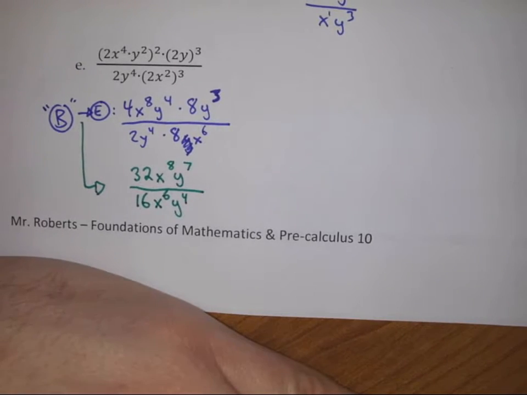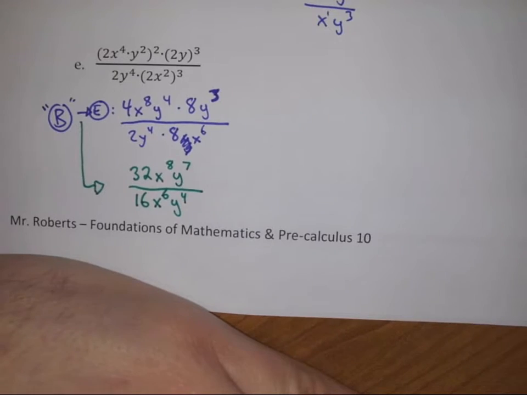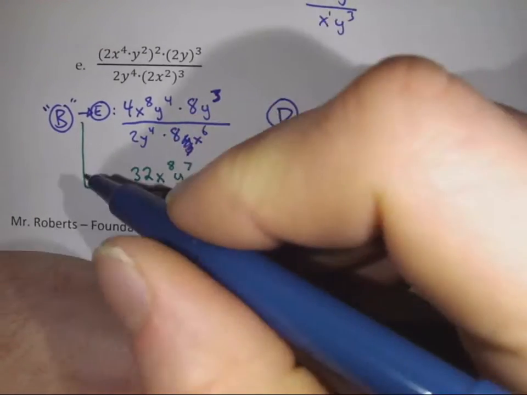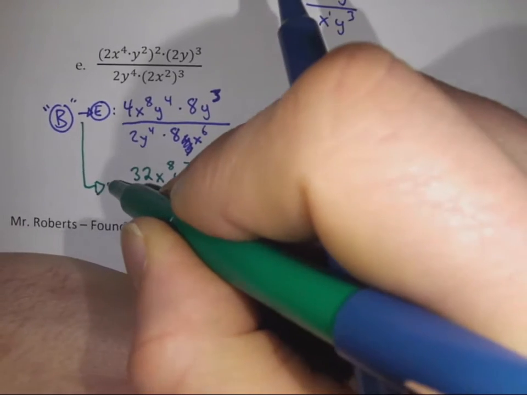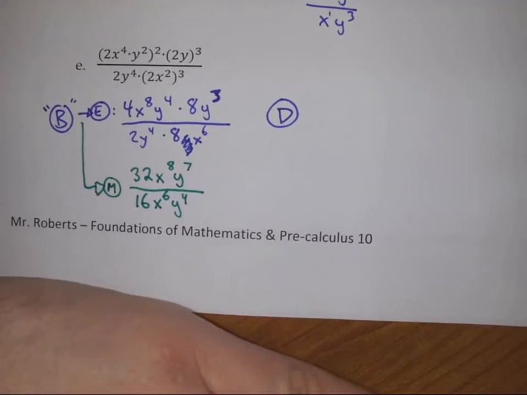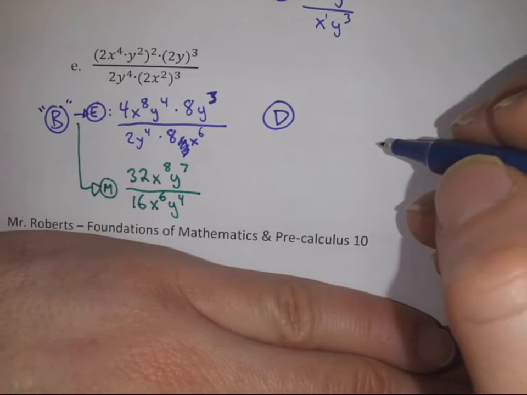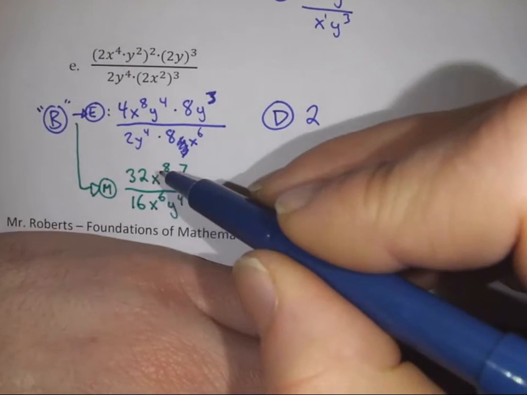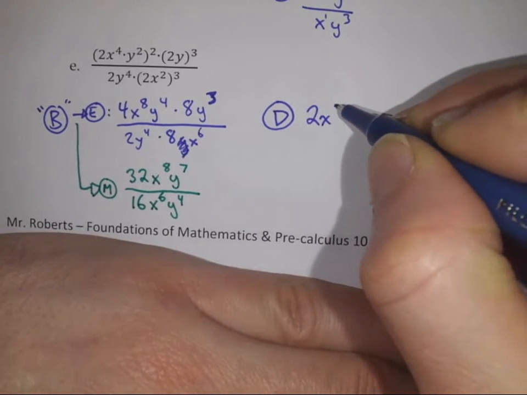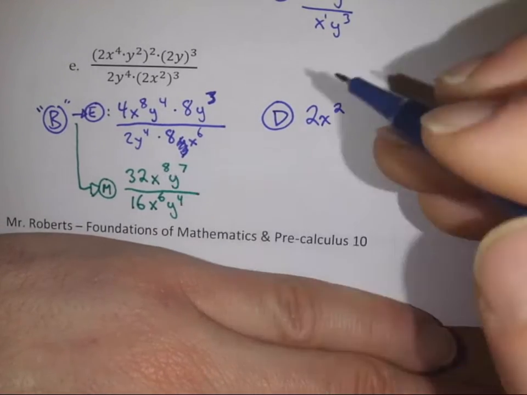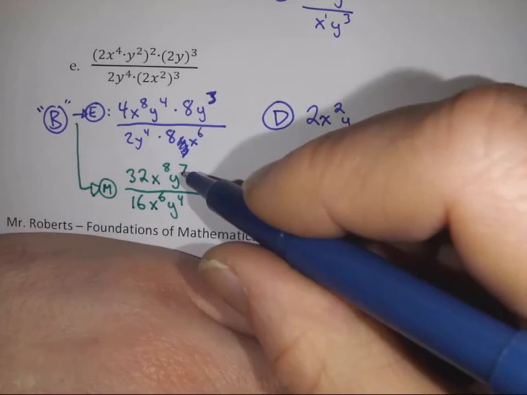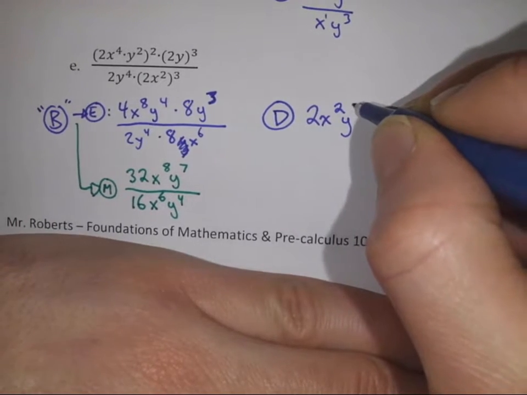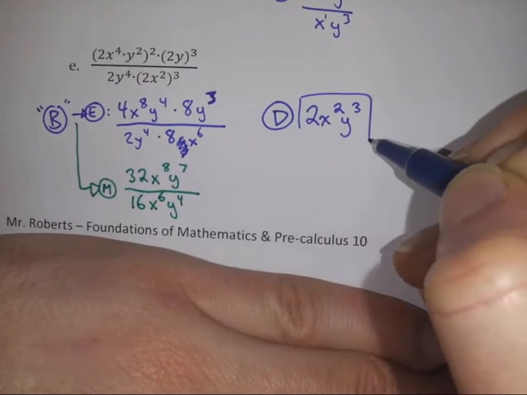All right. And then we're going to do a division. Oh, and that was a multiplication step. Then we'll do the division. And that division, we're going to have 32 divided by 16. It's going to give us 2. x to the power of 8 divided by x to the power of 6 is going to give us x squared, because we have 8 minus 6. And y to the power of 7 divided by y to the power of 4 is y to the power of 7 minus 4, which is 3. Okay.